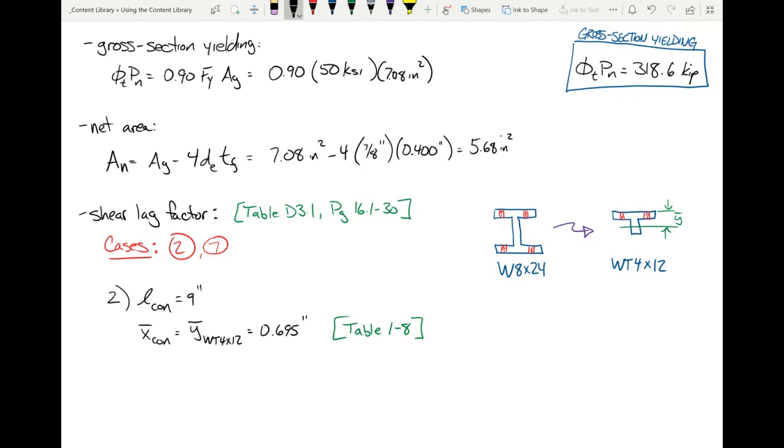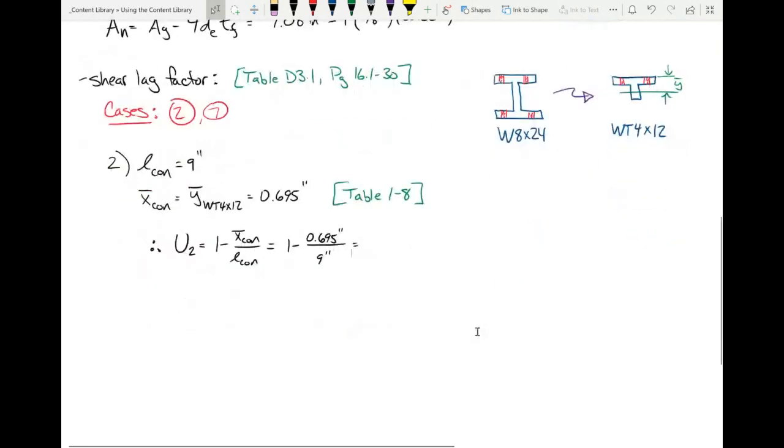inches. Okay, so we've got X bar, we've got L, therefore our U for case 2 is 1 minus X bar over L. So 1 minus 0.695 inches over 9 inches. And so what is that? 0.923. Okay.